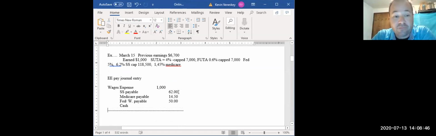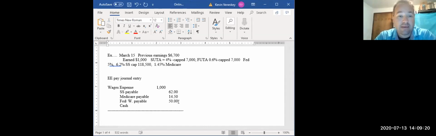So out of the 1,000, the first 6.2% goes to Social Security. If you take 1,000 times 6.2%, it's $62. Medicare, if you multiply 1,000 by 1.45%, that's what you're going to get: $14.50. 5%, I tell us for the Fed, or $50, goes into the federal withholdings payable. These are all amounts that I'm going to have to pay to the IRS within the next month, generally.